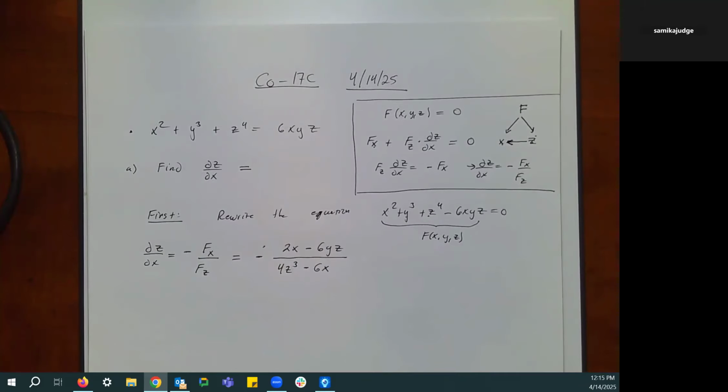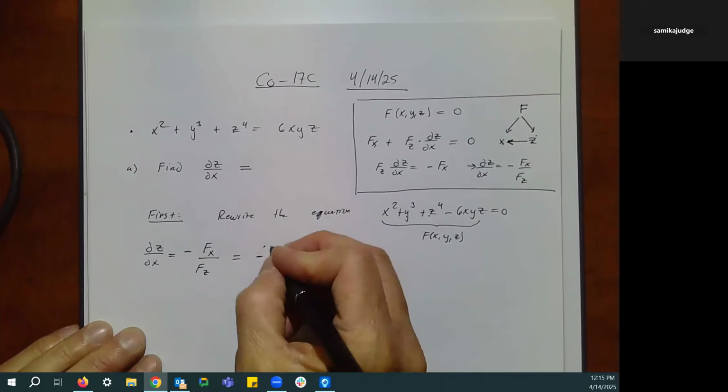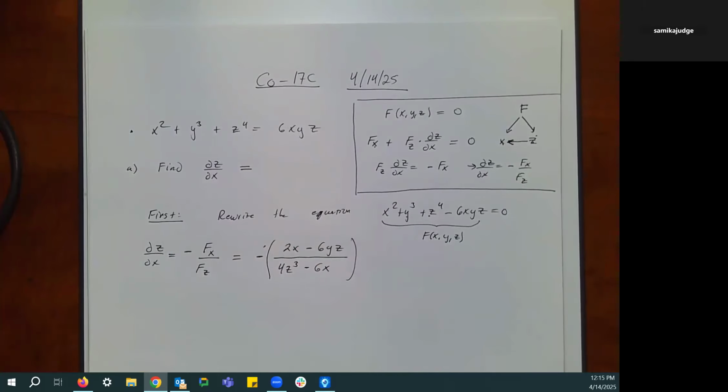And I would probably just leave it like that. You could distribute the minus sign to either the top or the bottom if you wanted to, but leaving it like this is totally fine. That's it.